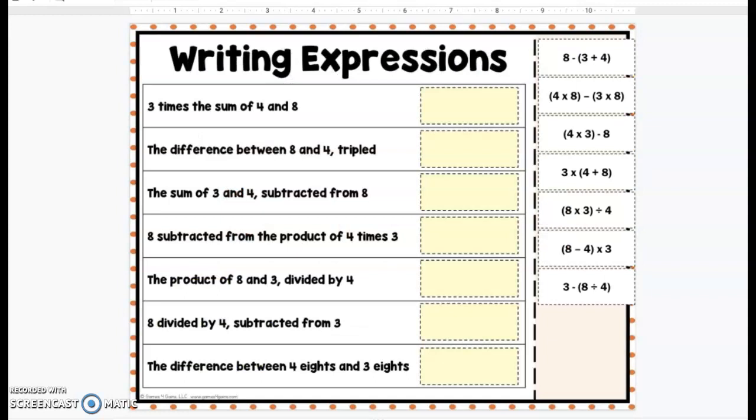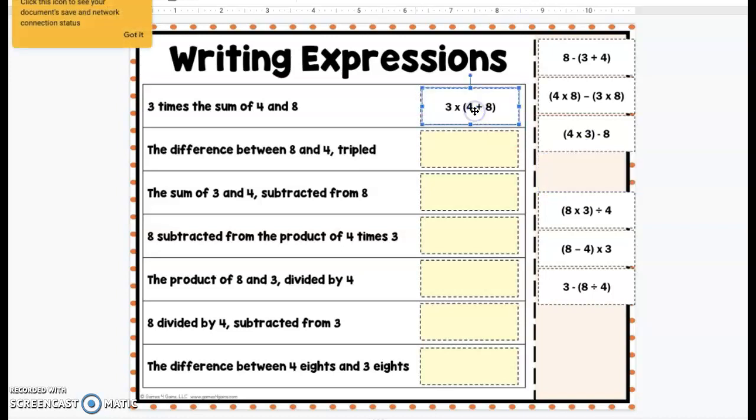We're going to be writing expressions. So we're going to be looking at these words and matching them with the number problems on the right here. Which of these number expressions says 3 times the sum of 4 and 8? So 3 times the sum of 4 and 8. I'm looking through these and I noticed that yes, this expression matches this here. So that's perfect. It says 3 times the sum, which means adding 4 plus 8.